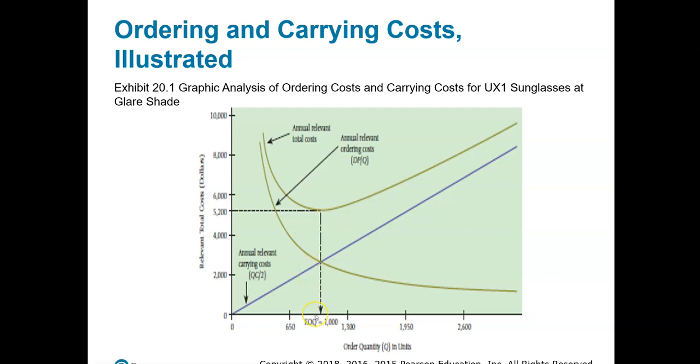At any point other than the EOQ, my total costs are going to be higher. Only at the EOQ point are my total relevant costs associated with carrying costs and purchase order costs minimized. Any other point that I order, my total cost will be different. My total cost will be higher. So this EOQ point is going to help me minimize my total relevant costs overall.